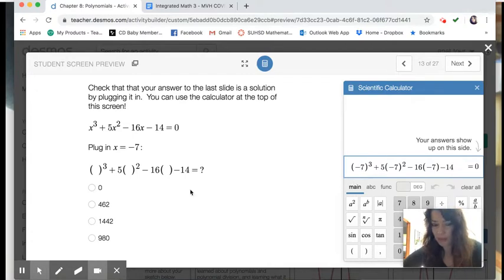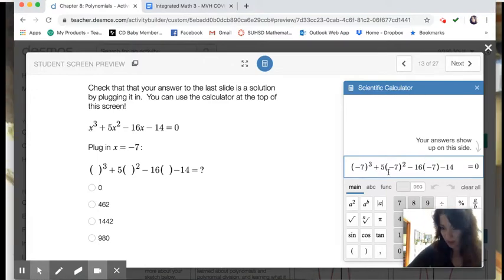Now remember, make sure you put parentheses. It's really important where they are showing you parentheses. So anytime you plug in any value, you should always use parentheses. So -7 cubed plus 5 times -7 squared minus 16 times -7 minus 14 gives us 0. So in other words, when x equals -7, y equals 0. So we put in 0 there. Let's go ahead and see what is next.